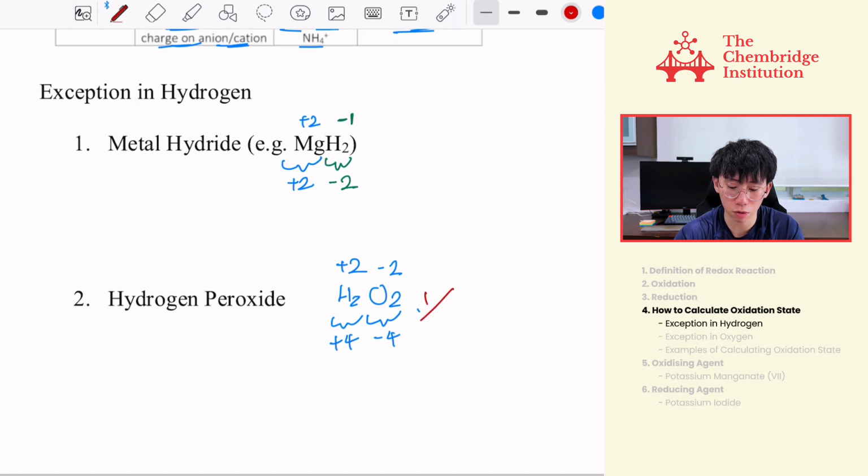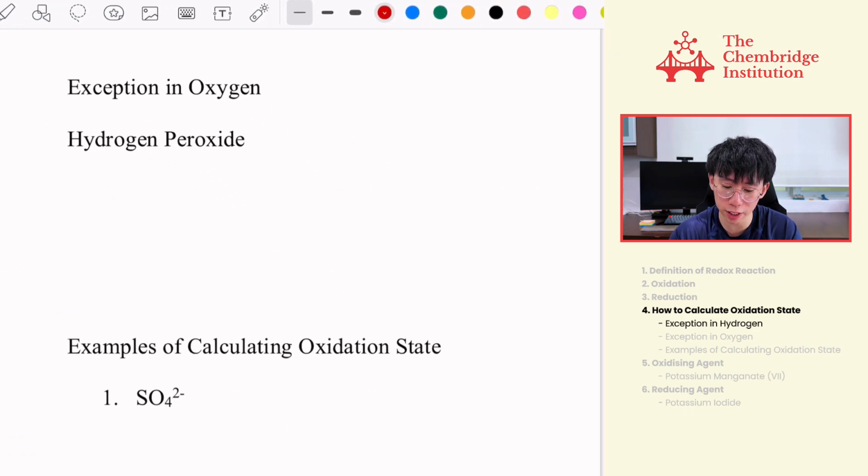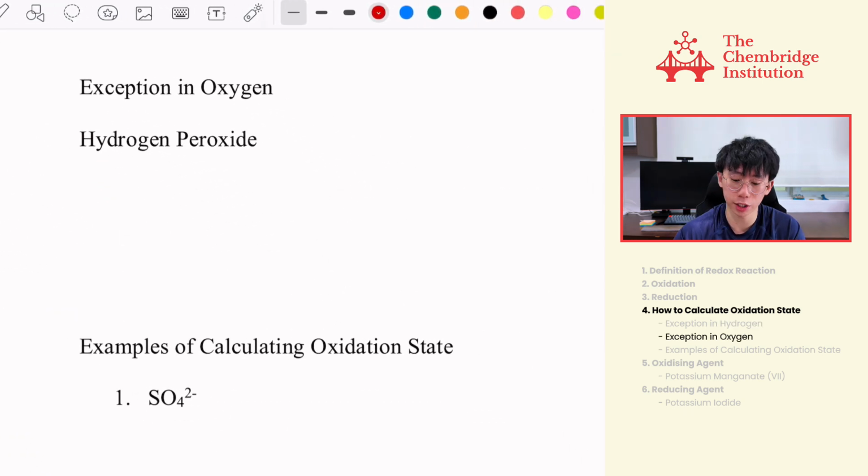Actually, this is the wrong way of thinking. For hydrogen peroxide, the hydrogen actually has a +1 oxidation state, and this is the way we have to think about it. So if it's not really an exception for hydrogen, then it must be an exception for oxygen, and you're correct on that. Okay, so if you look up over here, the exception in oxygen is that each hydrogen is +1.